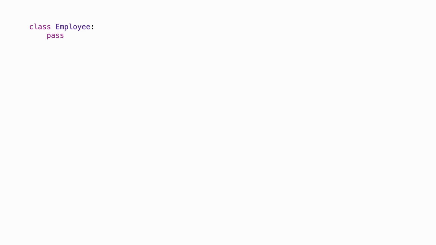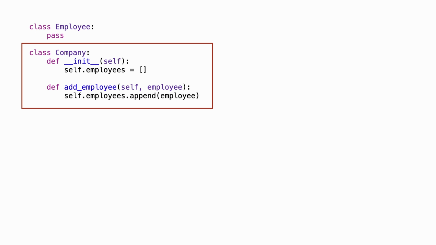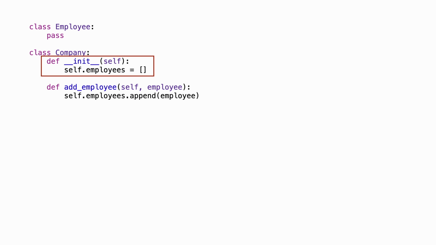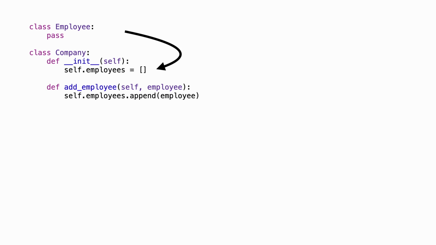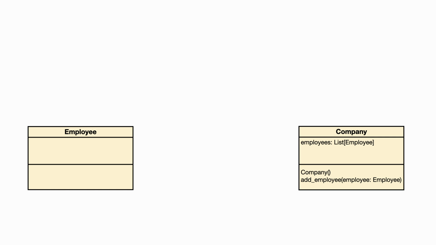Look at this code. There is an empty class Employee. And here is class Company. Class Company creates an empty employees list and has a method to add employees to the list. Since the Company class has instances of the Employee class, there is clearly a link between the two classes. Here is the UML class diagram, and the link between the classes is represented by an association connector.